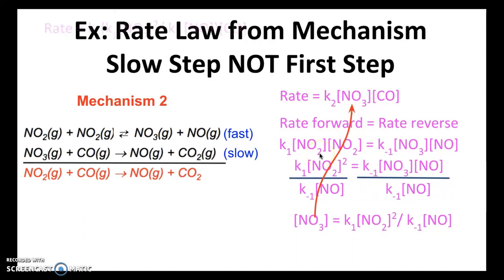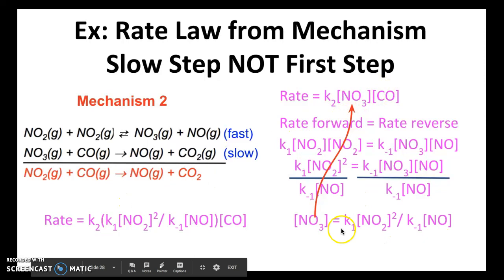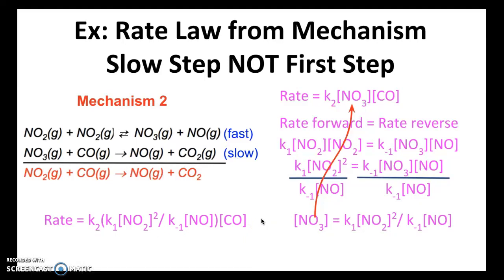Once we have that plugged in, it will look something like this. All I did was wherever I had the NO3, I plugged in all of this stuff here, and I got this rate expression. If you need to pause the video to see what it looks like or how I got it, or do it on your own on a separate piece of paper, I would recommend you do that.